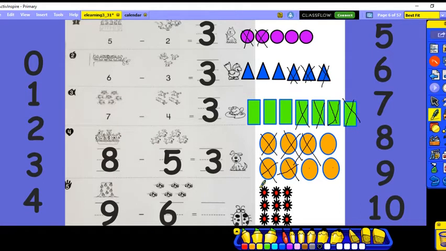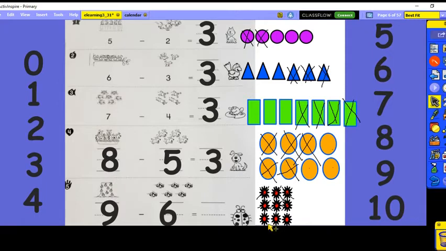All right, let's count. 1, 2, 3, 4, 5, 6. Those are the 6 ladybugs that flew away. And how many ladybugs are left? Let's see. 1, 2, 3. Oh, look at that again. 3 is our difference. We've got the difference of 3 on all these problems. 9 minus 6 equals 3 because there's 3 left.